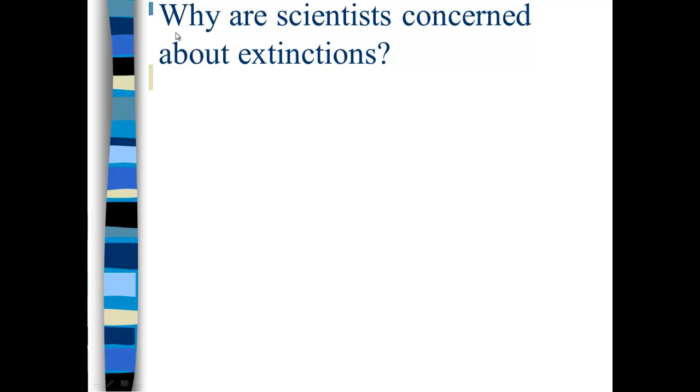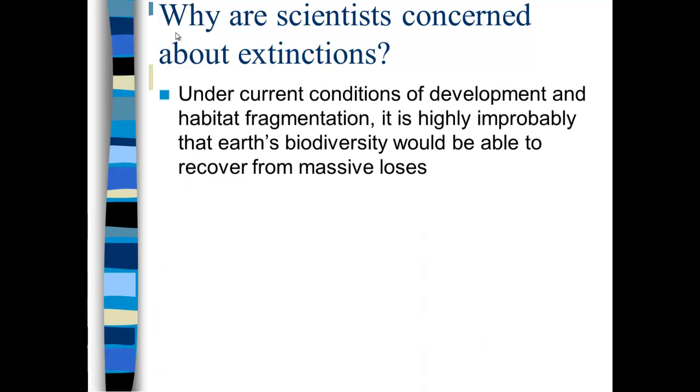So why would we get concerned about extinctions? Unfortunately, under current conditions, with fragmentation of habitats due to expansion of humans, it is highly improbable that the Earth's biodiversity would be able to recover from massive losses. So if we did have a cataclysmic event again, then it could be that all species would go extinct. And certain scientists are very, very afraid of this.